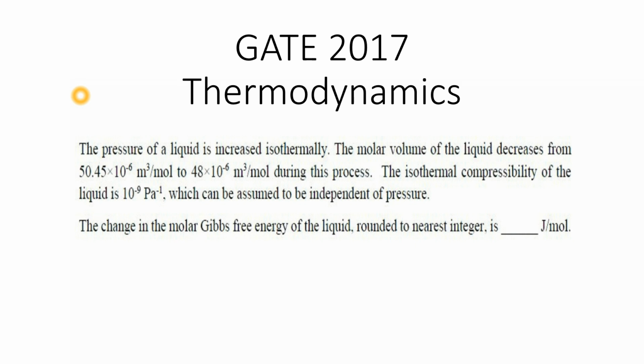Remember this, the pressure of a liquid is increased isothermally, right? It is an isothermal process at constant temperature, and we are given the isothermal compressibility and the decrease in molar volume. From this data we need to calculate the Gibbs free energy. So let's start with the solution.